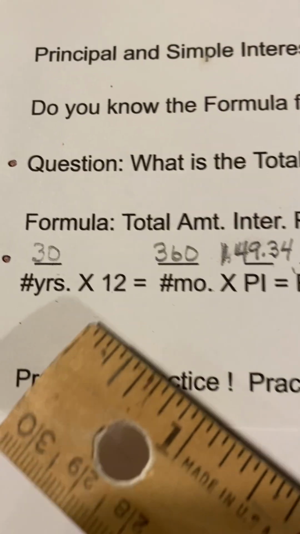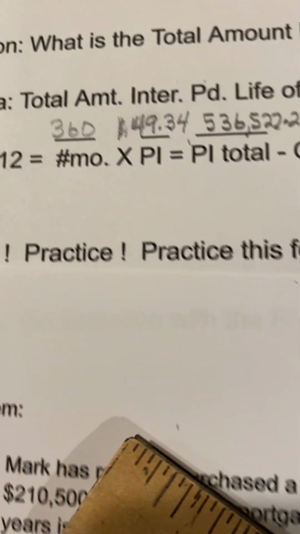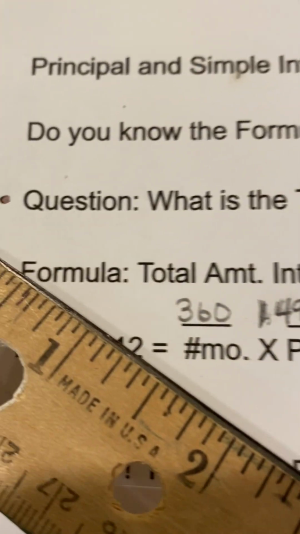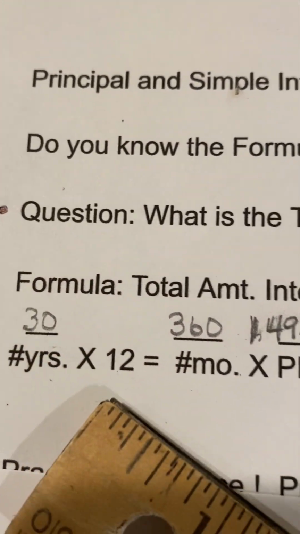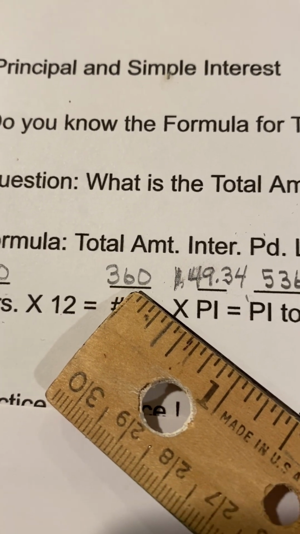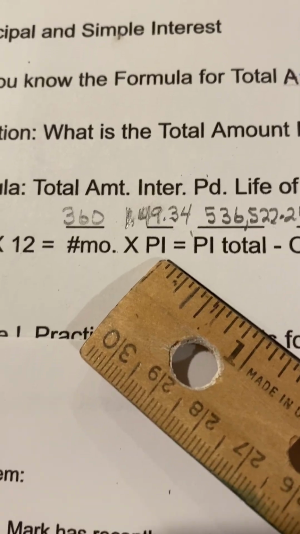Now let's go back to our formula. From the problem, you plug in the number of years, 30 years. You put 30 into the formula, times 12, and we'll find that on the calculator. You'll find it's 360, the number of months. Then you have to do the PI.